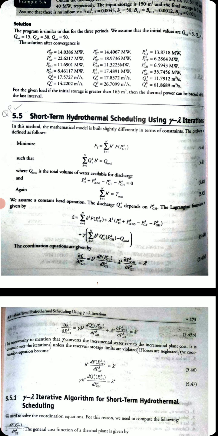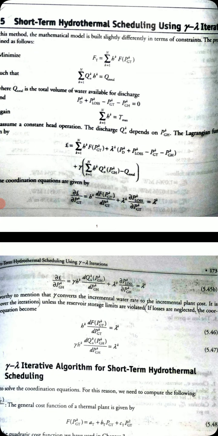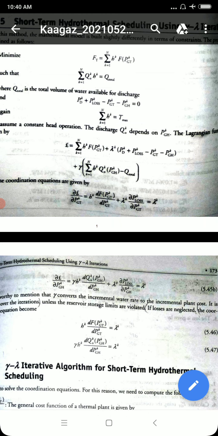Now we need to find the coordination equations, by differentiating the Lagrangian function with respect to P_GT and with respect to P_GH. Differentiating with respect to P_GT, the first term is f of P_GT, a function of P_GT, so it is dF by dP_GT, with h_k multiplied as a constant. Then lambda_k times the derivative of P_loss with respect to P_GT, since only P_loss and P_GT get differentiated and the remaining terms become 0, plus minus 1 into lambda_k. Taking the minus lambda_k to the right-hand side gives plus lambda_k. This is the first coordination equation.